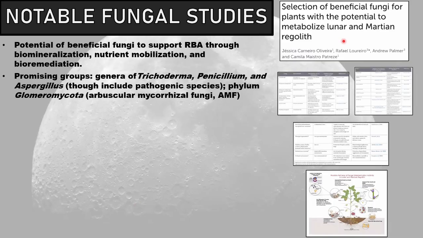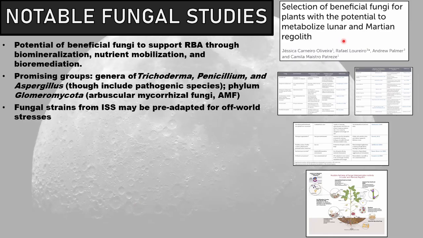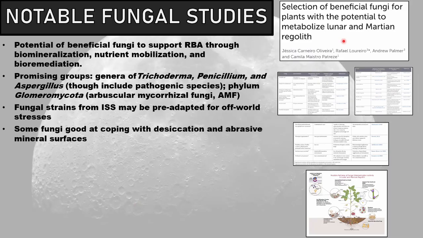And so they looked at different groups. They found promising groups, different genera, as well as even the whole phylum Glomeromycota. Those are also known as the arbuscular mycorrhizal fungi, or AMF. And they even looked at fungal strains from the International Space Station that might be pre-adapted for off-world stresses.